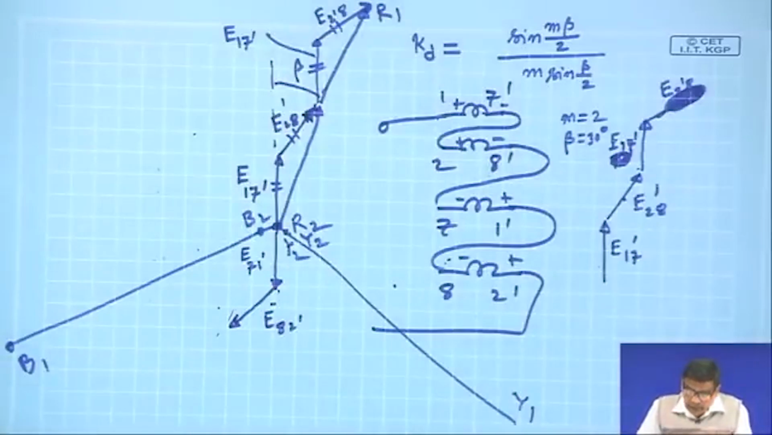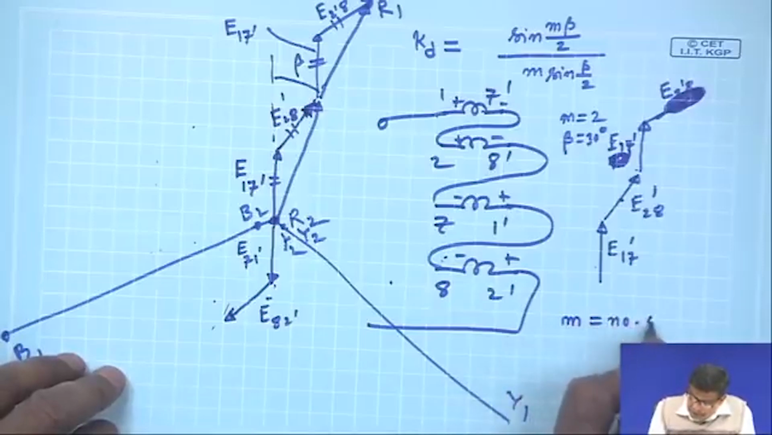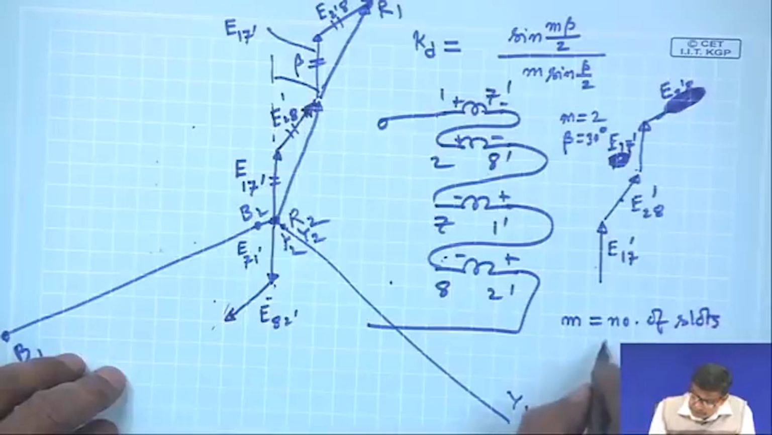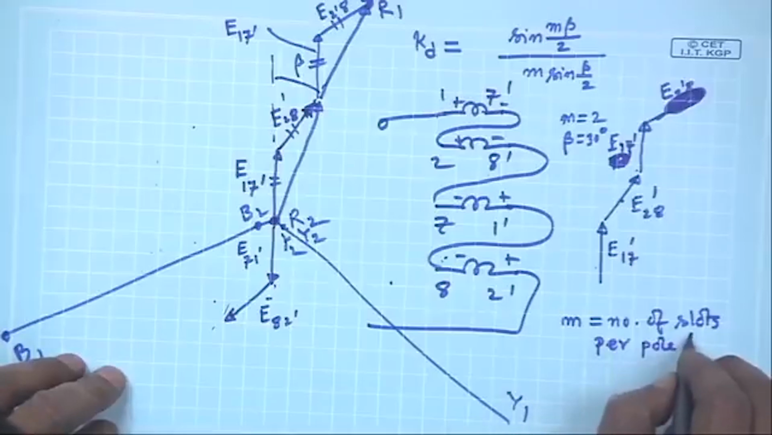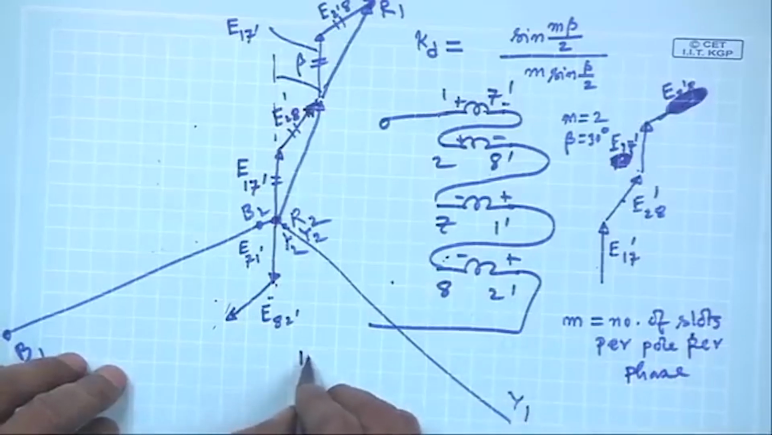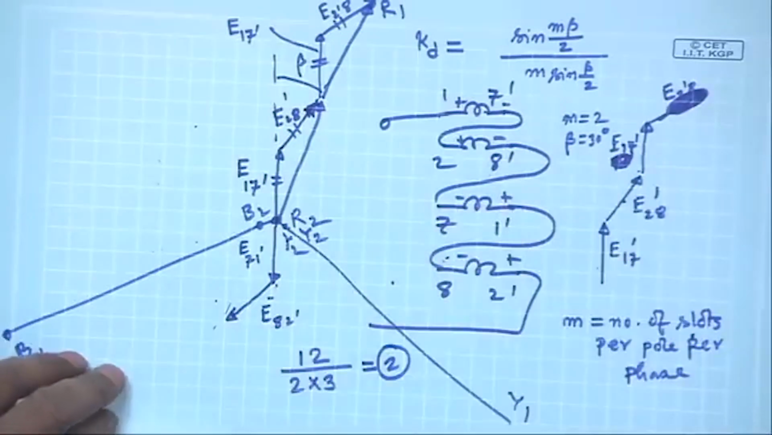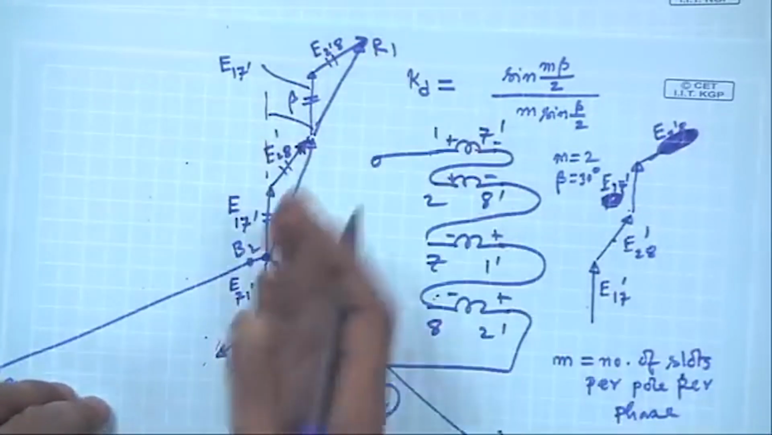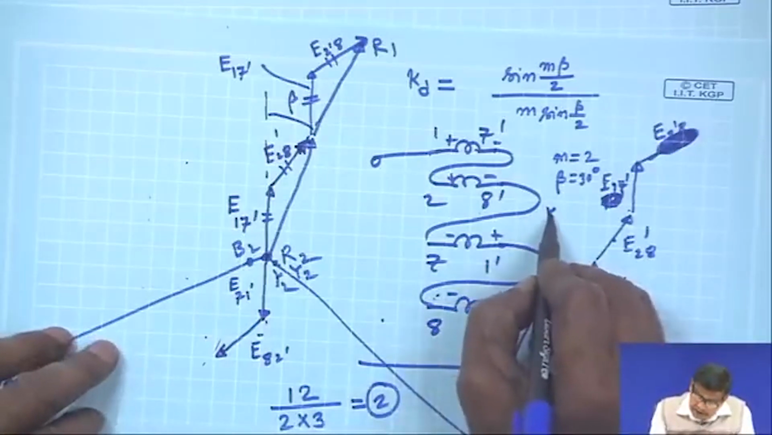So, to calculate the distribution factor, that m should be number of slots per pole per phase. In this case, this was 12 slots, number of poles was 2, number of phases 3. So, 2. To calculate the winding factor, what is the pitch factor? Pitch factor is 1 in this case, because I have not short chorded the coil. So, K_p is 1.